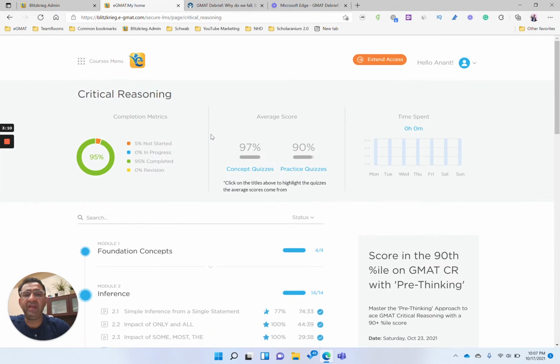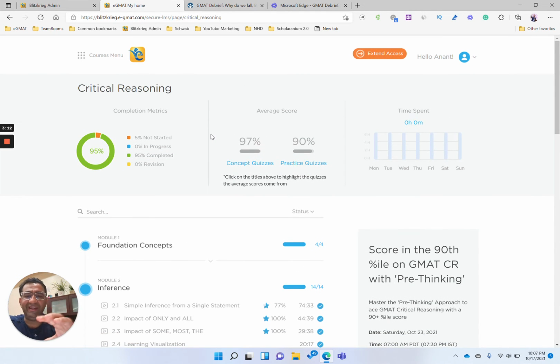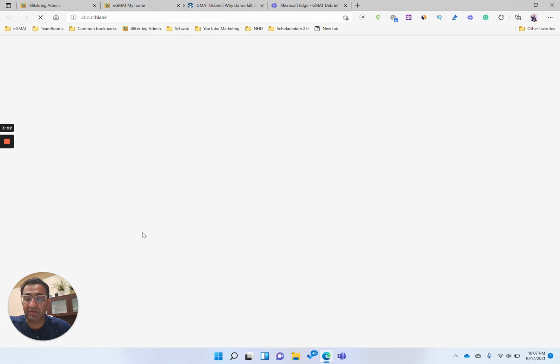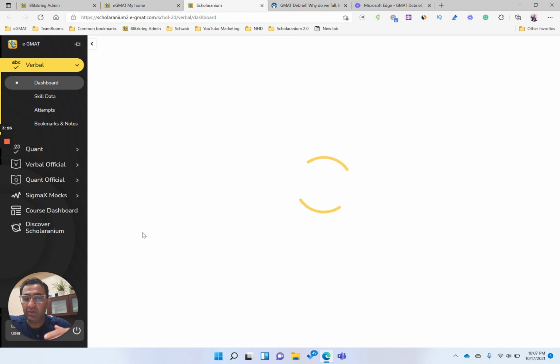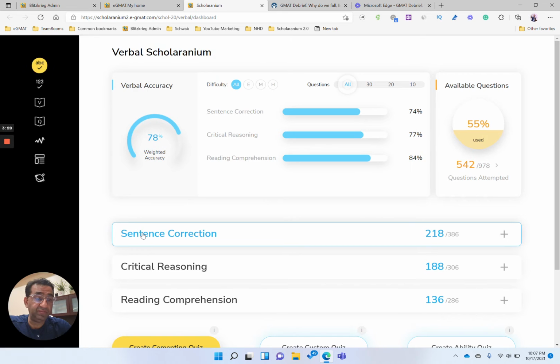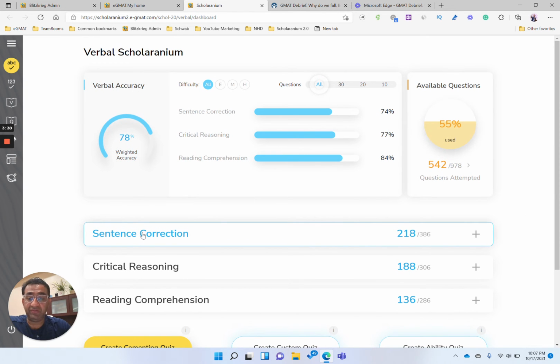Because he had this strong foundation at 97% in concept quizzes, 90% in practice quizzes, any gaps that he had were taken care of right here based on this feedback. He was able to excel in Scholarinium. So let's walk through his Scholarinium metrics. As we go there, you're going to notice a couple of things. First of all, he had about 1,000 questions to practice. Actually, he could have gotten another 400 odd from mocks over here, but he didn't need to practice that much.